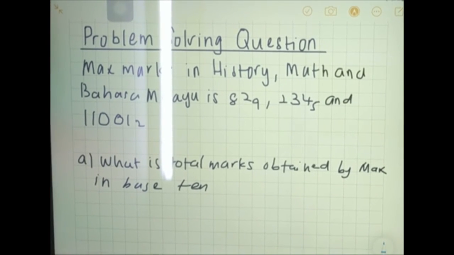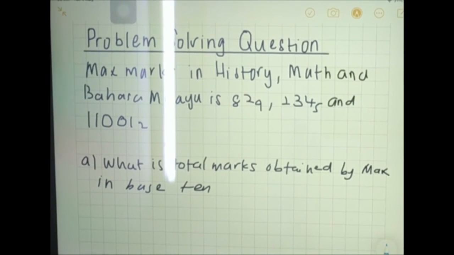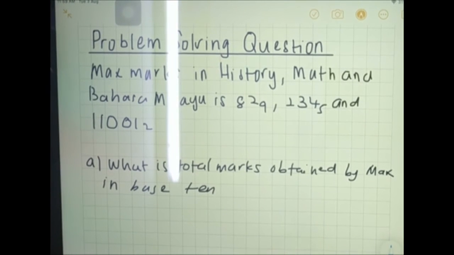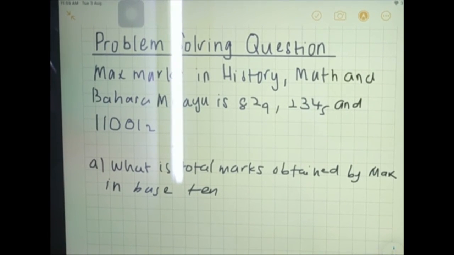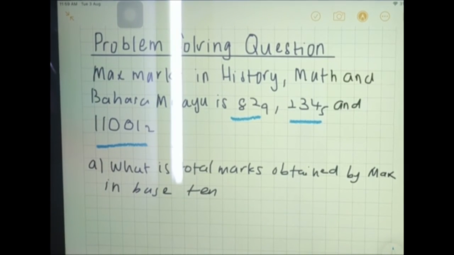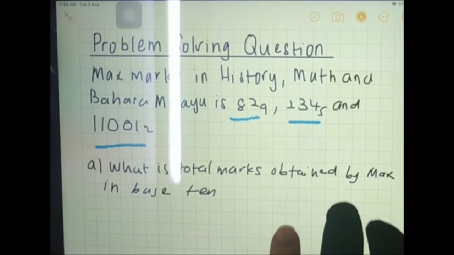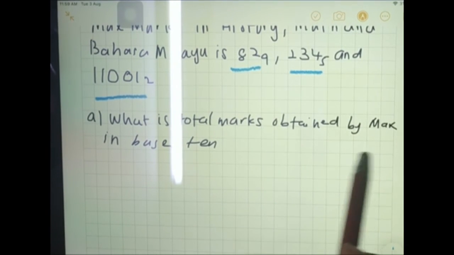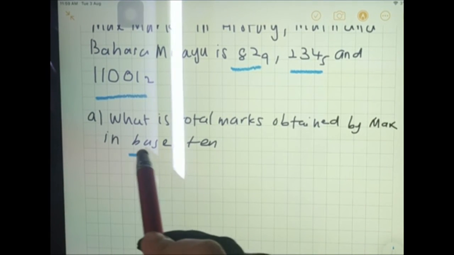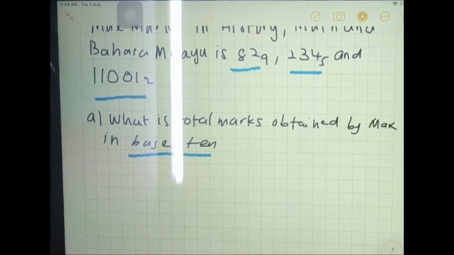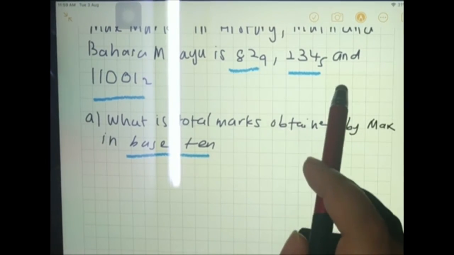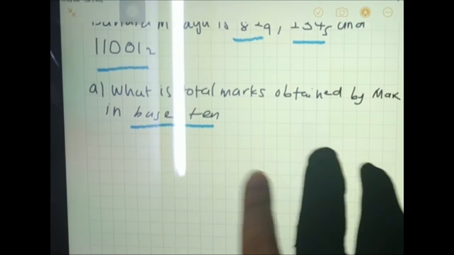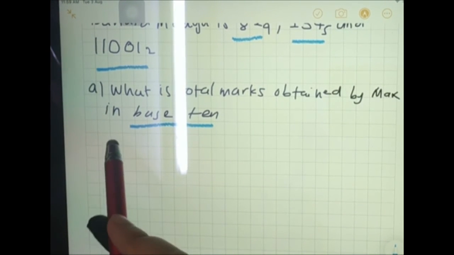Alright, problem solving question. Okay, Max marks in history, math, and Bahasa Melayu is 82 base 9, 234 base 5, and 11001 base 2. What is the total marks obtained by Max in base 10? So the first thing we have to do is convert all of this into base 10 and then we add them together.